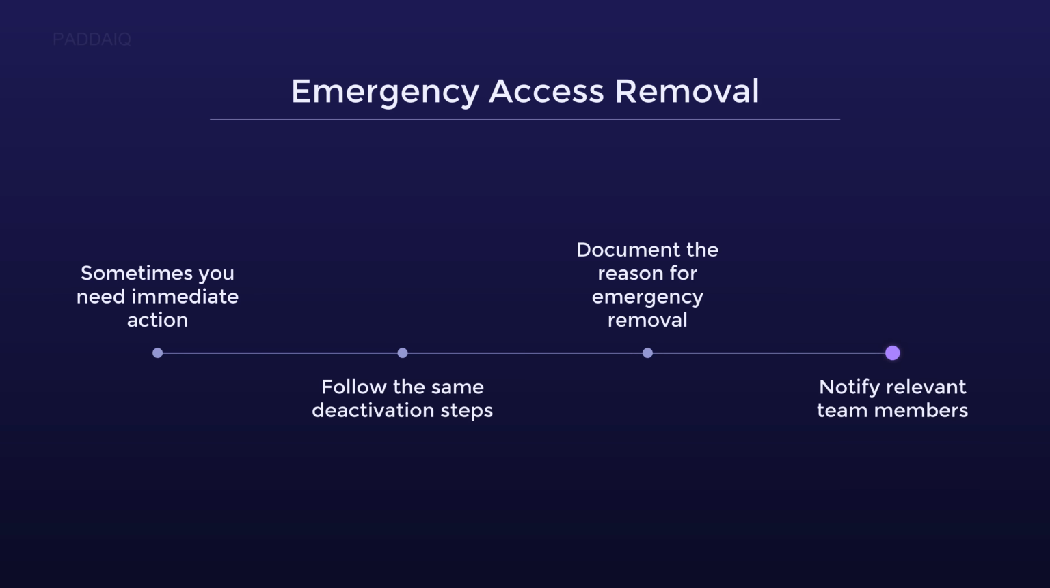Notify relevant team members. This means informing security and IT staff when emergency access is being removed so they can update their monitoring and support procedures. For example, when decommissioning firefighter IDs in SAP, alert your GRC team to adjust their controls. Clear communication ensures everyone maintains proper security oversight.